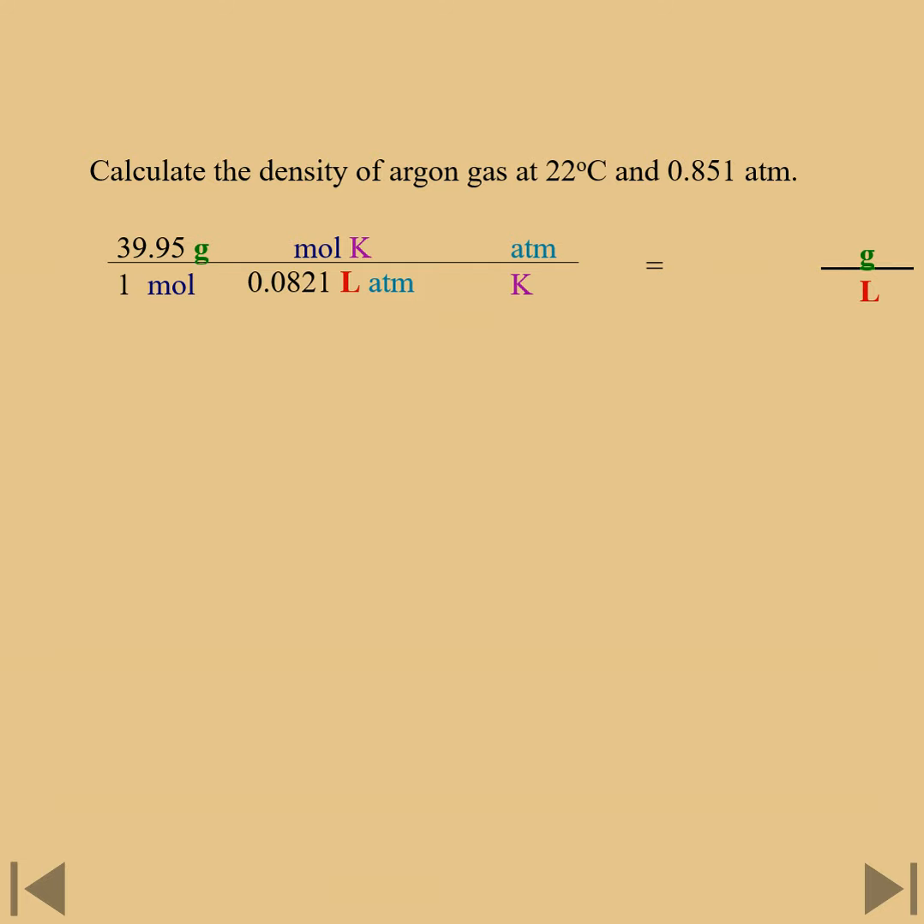Okay, that pressure in atmospheres is given. We need to convert 22 degrees C to kelvins by adding 273. And when I put this all in my calculator, I come up with 1.40 grams per liter. I might ask, does my answer make sense? And I'm going to say, yeah, there's a wide range of densities of gases, so it's hard to have a lot of confidence, but at least it's somewhat reasonable.